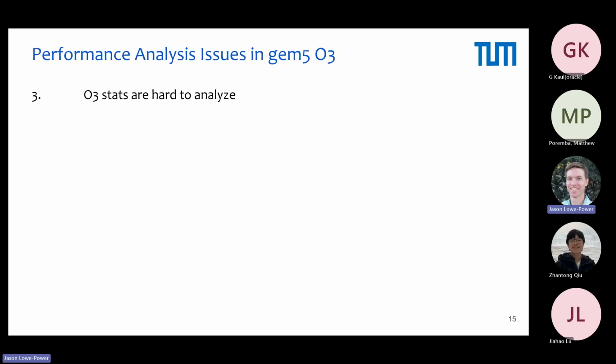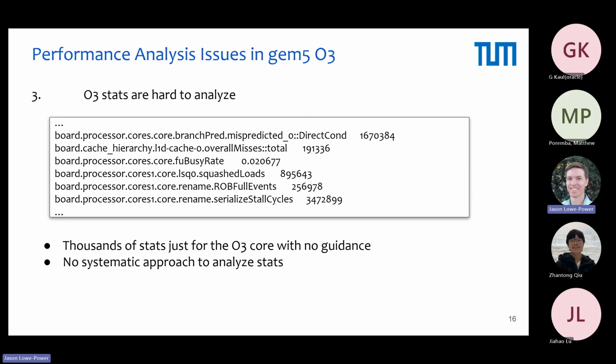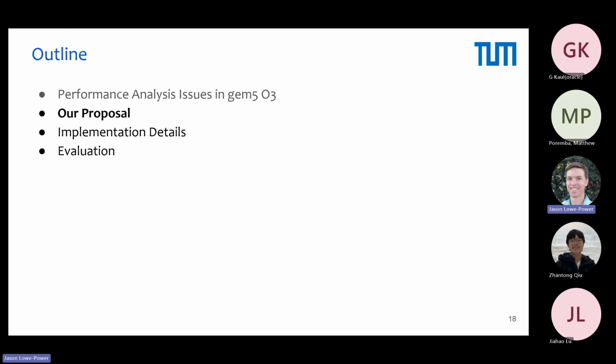And the third issue is that the O3 stats are hard to analyze. After a simulation, you get something like this. There are thousands of these stats with no clear guidance and no systematic approach to see which of these matter most. It is very time consuming, and it can be very unfriendly to beginners of gem5.